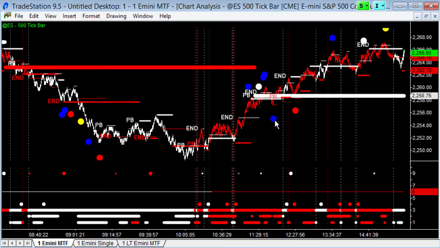We had an exhaustion sell here, getting rid of a whole bunch of sellers. The bullish divergence comes in. Beautiful little support coming in there, and we just continue on this confirmed uptrend. So those are the two things to note on the 500 tip bar chart.